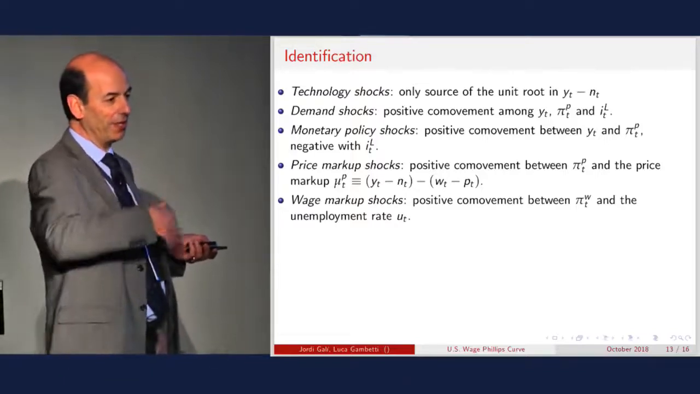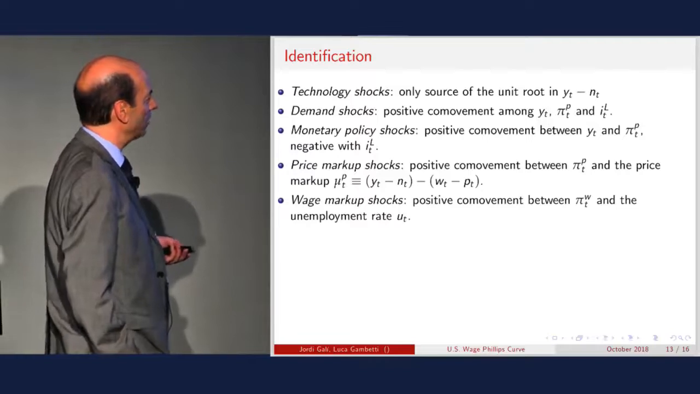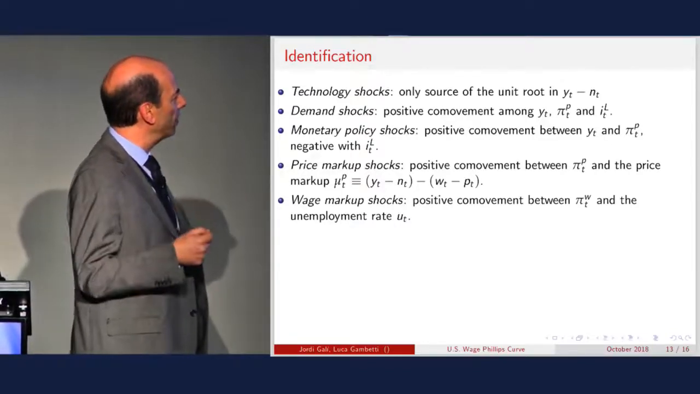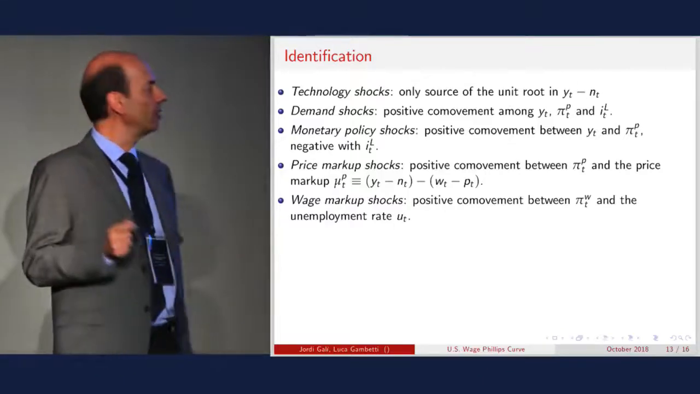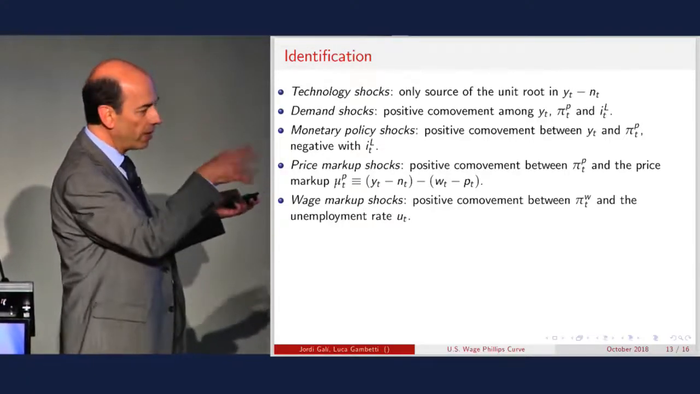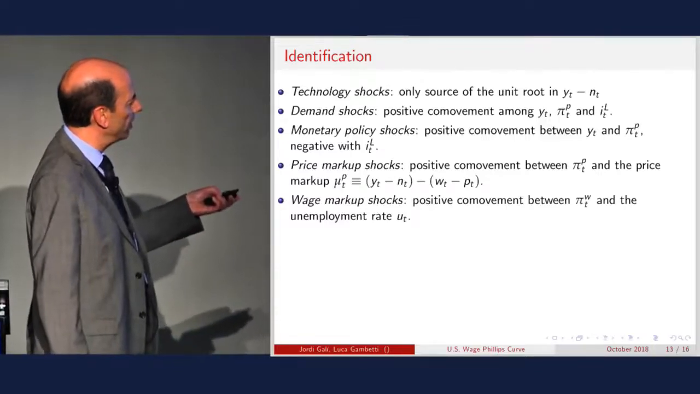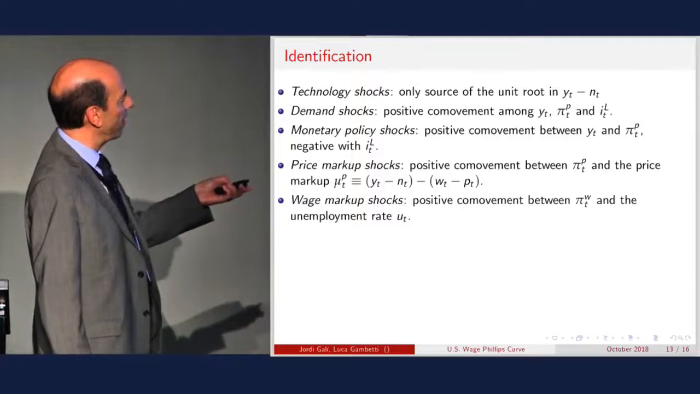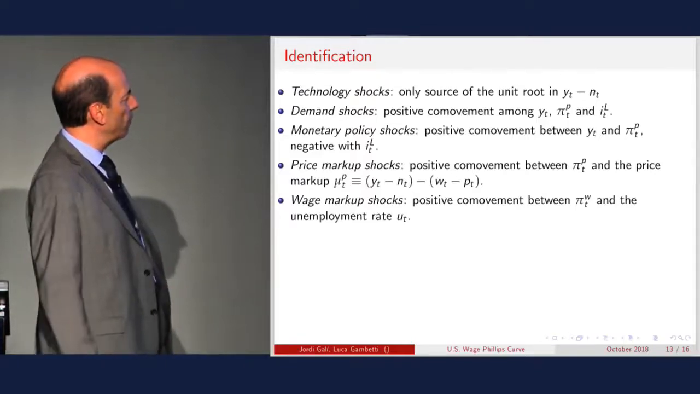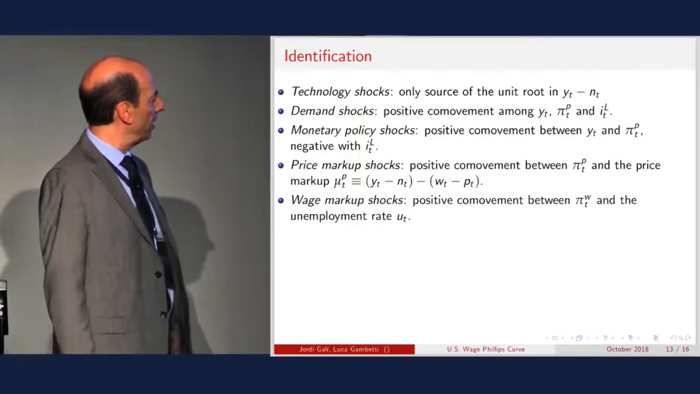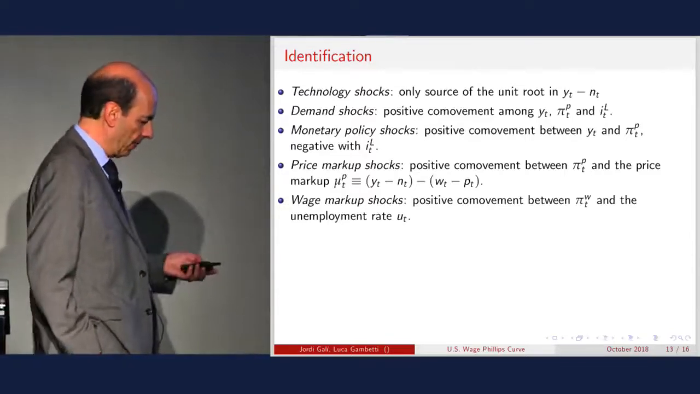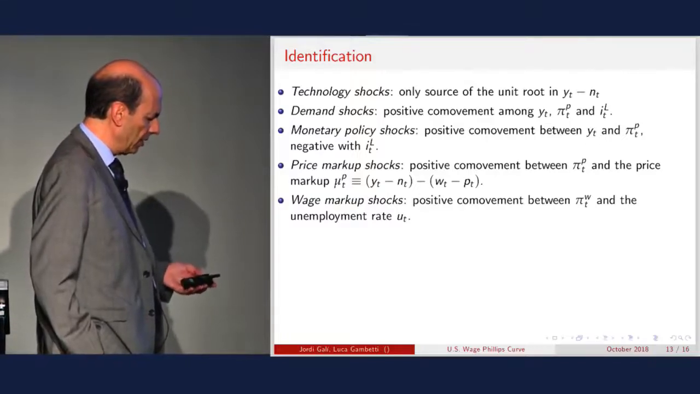Because here it's the change in the interest rate that is driving the change in output and inflation in the opposite direction. Then we have price markup shocks, which are the only shocks that generate a positive co-movement between price inflation and the price markup, where the price markup is a linear combination of some of the variables that enter vector X. It's the gap between labor productivity and the real wage, or if you want, the price level minus marginal cost. And wage markup shocks are the only shocks that generate a positive co-movement between wage inflation and the unemployment rate. Again, that's a property that holds in these medium scale New Keynesian models.